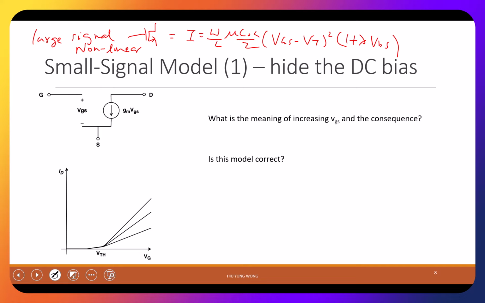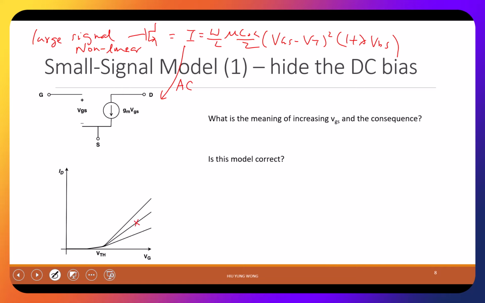But now, once I know that I have a proper bias, then I can come up with a circuit to represent this one: gate, drain, and source. This is a linear circuit. What does it mean? It will say what is the small signal VGS. So here is this model.